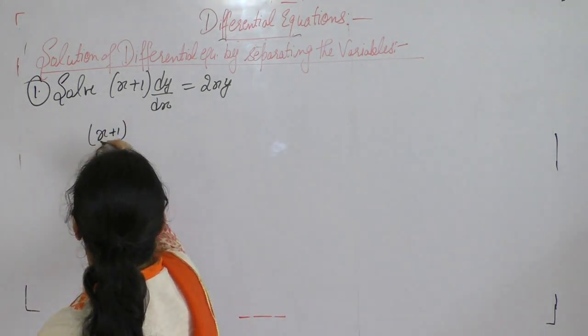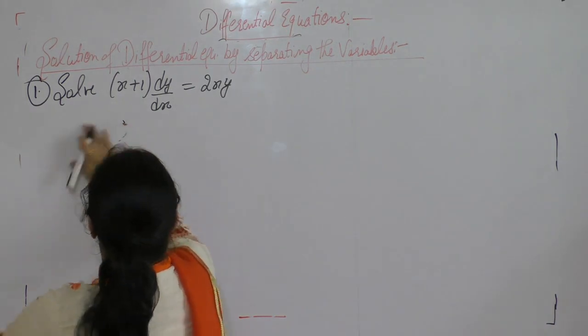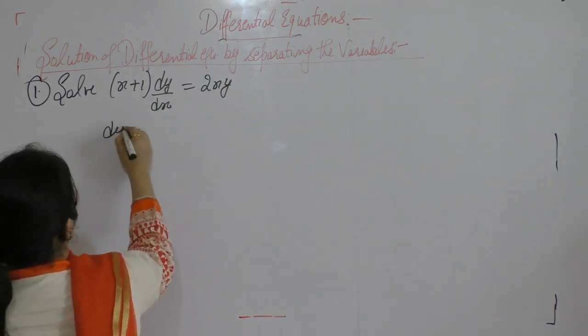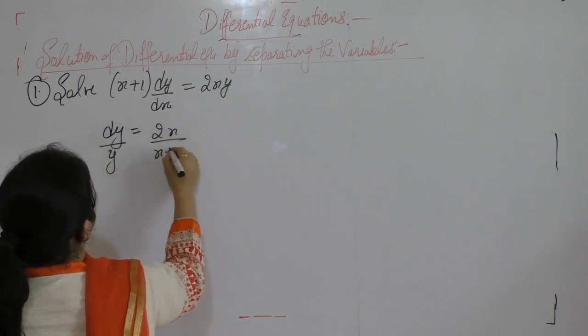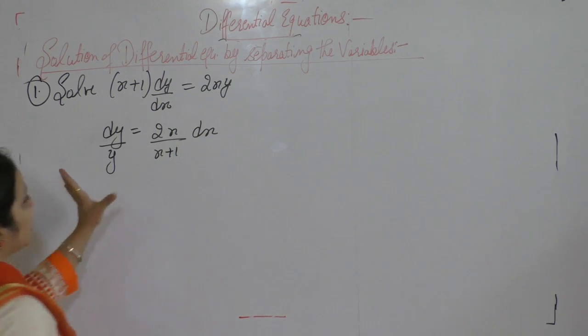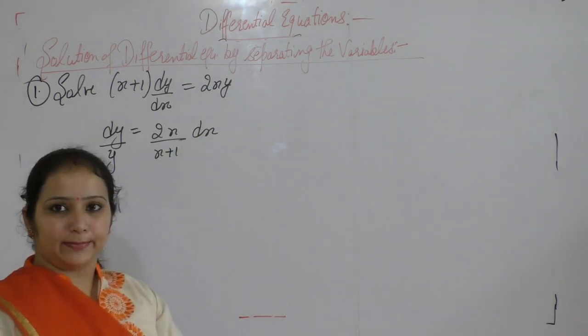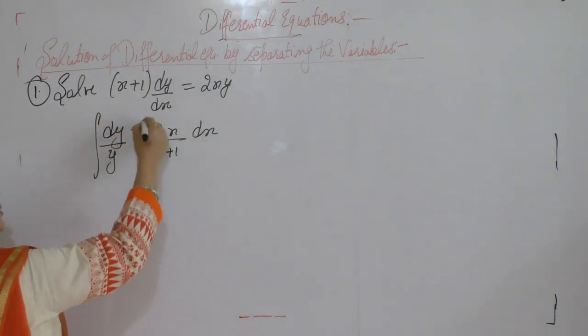(x + 1) dy = 2x upon (x + 1) dx. Now terms of y and x are separate. Now we will integrate both sides.